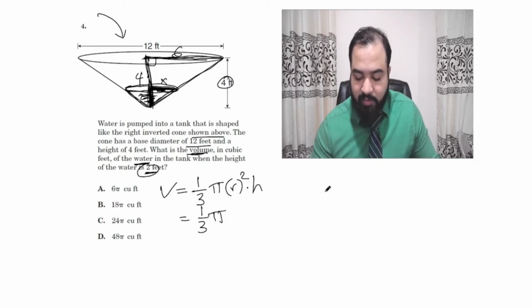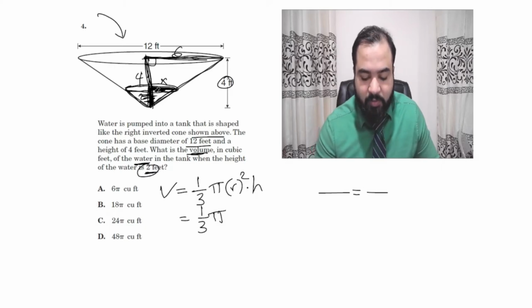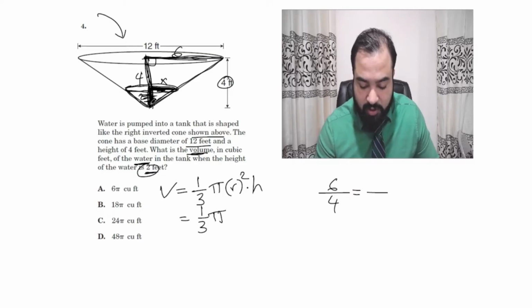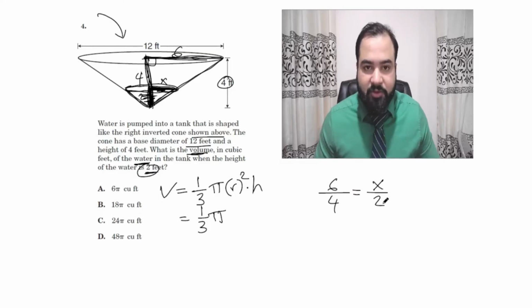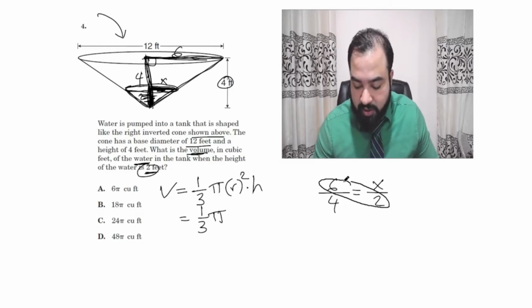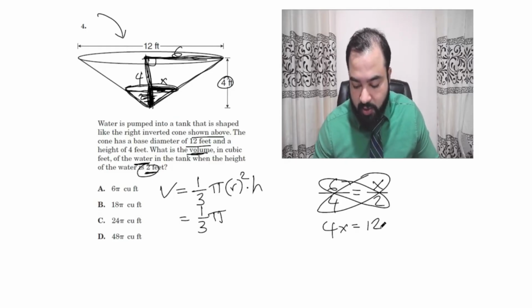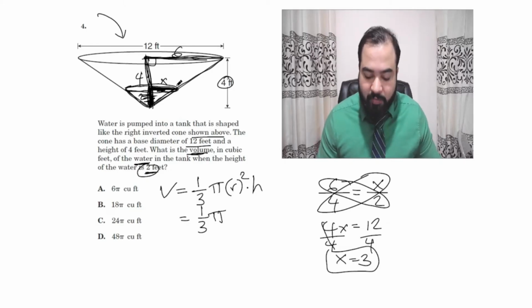So we can set up a proportion. The big triangle is a 6 by 4 right triangle, and we have an x by 2 here. Since the two triangles are similar, we can set up a proportion and cross multiply. So we get 4x is equal to 12. Now divide both sides by 4, and we get x equal to 3. So that is the radius of the smaller baby cone.